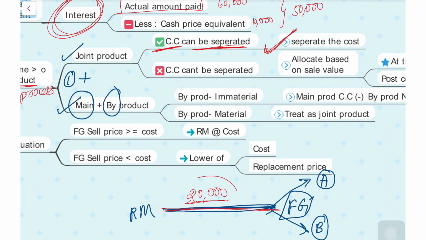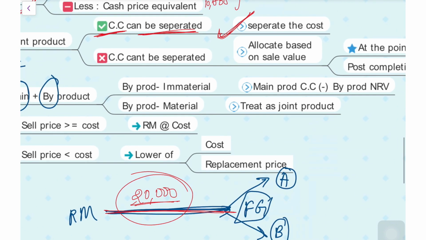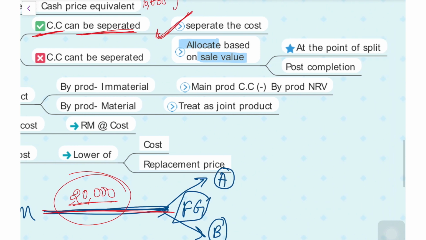But the problem arises when you're not able to separate this cost. You don't know how much of the conversion cost would have been spent on A and how much on B. So here what you do is you take a ratio. You allocate the conversion cost based on the sale value. Based on what? The sale value. What sale value? Here you have two options.